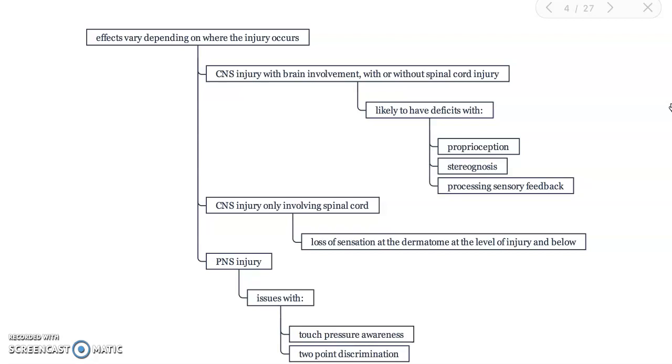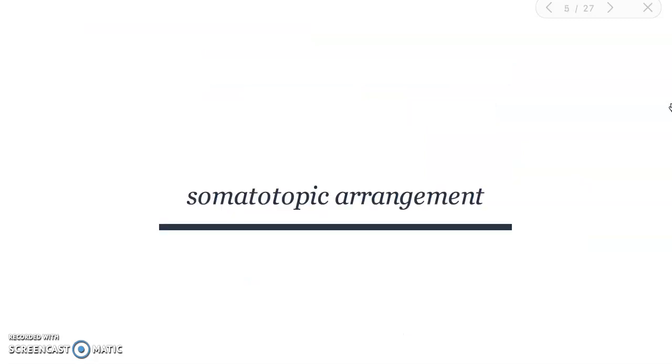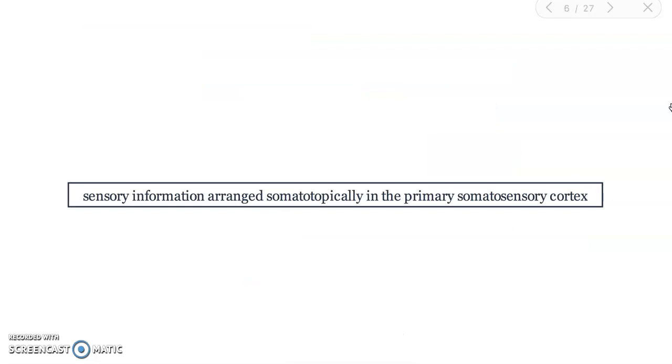So with a CNS injury with brain involvement, with or without spinal cord injury, you're likely to have deficits with proprioception, stereognosis, and processing sensory feedback. With a CNS injury only involving the spinal cord, most likely you'll have a loss of sensation at the dermatome at the level of injury and below. And with a PNS injury, you'll have issues with touch pressure awareness and 2-point discrimination. So somatotopic arrangement. Sensory information is arranged somatotopically in the primary somatosensory cortex.